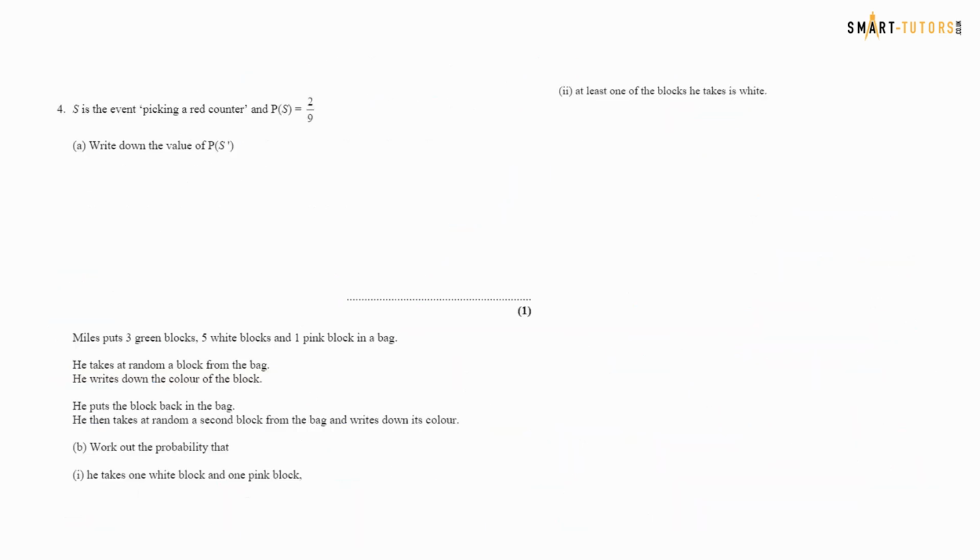S is the event of picking a red counter and P(S) is 2 upon 9. Write down the value of P(S'). So P(S') equals 1 minus P(S), so 1 minus 2 upon 9, which is 7 upon 9. That is the answer for the question.